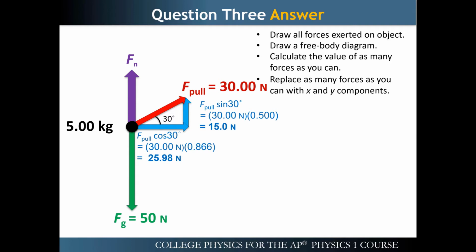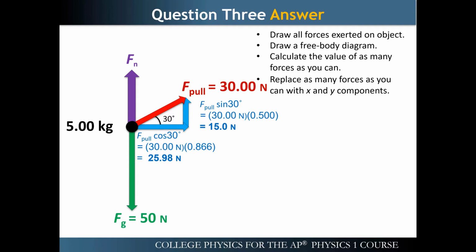So they went ahead and found it here. If we're using the 30-degree angle, then the x component is adjacent to that. So we use cosine here to find that adjacent side. It's still going to be 30 times cosine of 30 degrees, which is 0.866. So that horizontal component is 25.98 newtons.